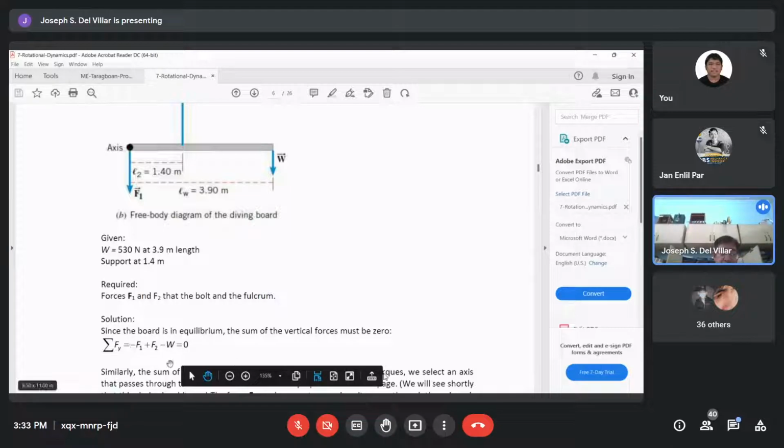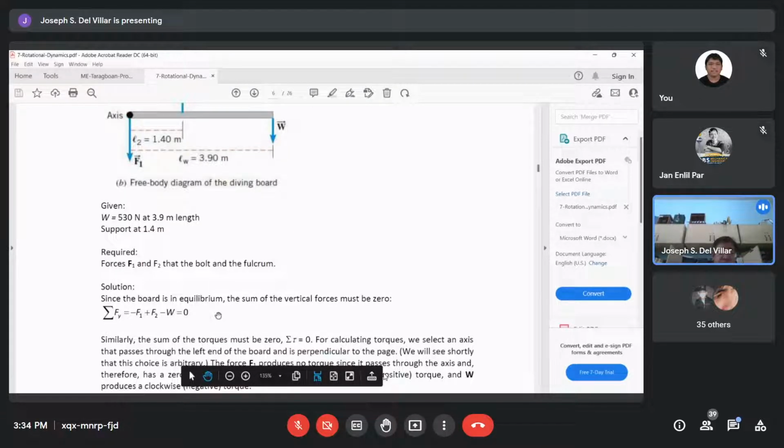We cannot solve this equation yet because we only have one equation and there are two unknowns, right? F1 and F2 are the unknowns and we only have one equation. So we cannot solve this. Since there are two unknowns, there must also be two equations for us to solve the problem. So let that be equation number 1. And where can we get the other equation? Where do you think we will get another equation?